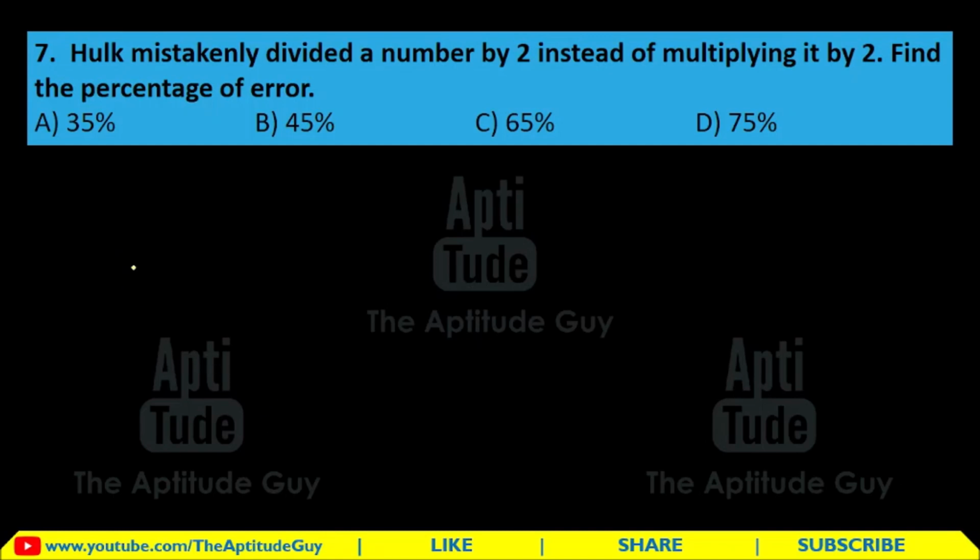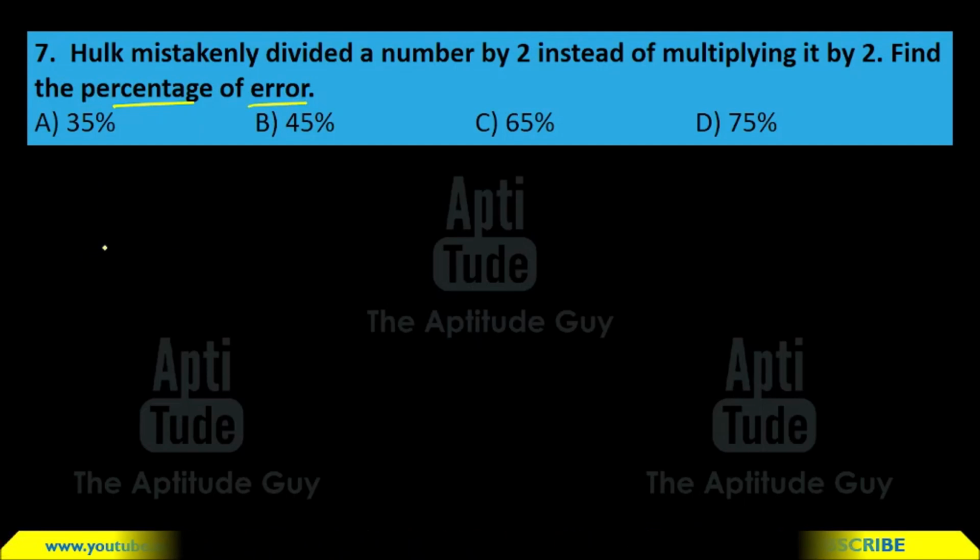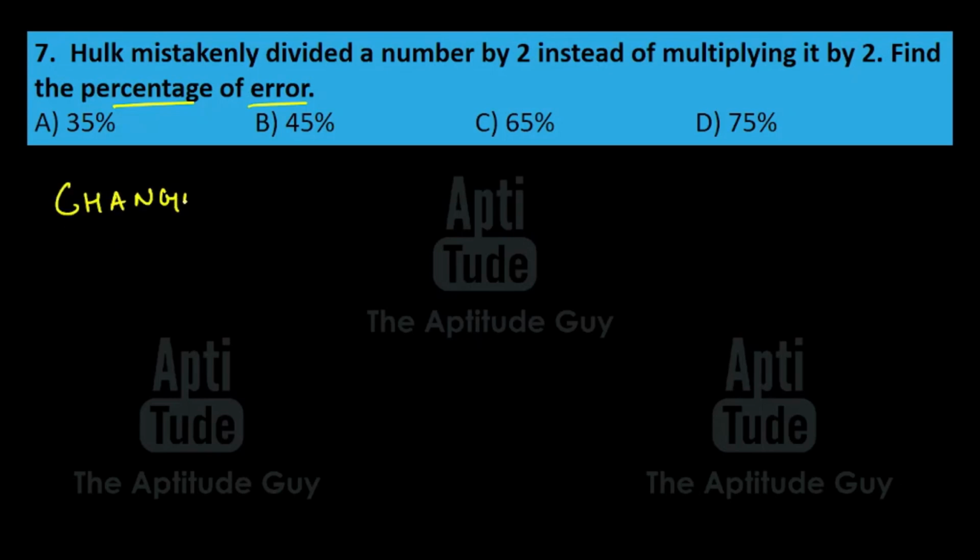Alright, let's do this. Now in this question, we have to find the percentage of error. Now in order to find error percentage, let us go back to an old percentage formula that we learned all the way back in the first video of percentages. So the formula that we learned was change percentage. I called it the big daddy formula of percentages. Change percentage is equal to change divided by the old value into 100.